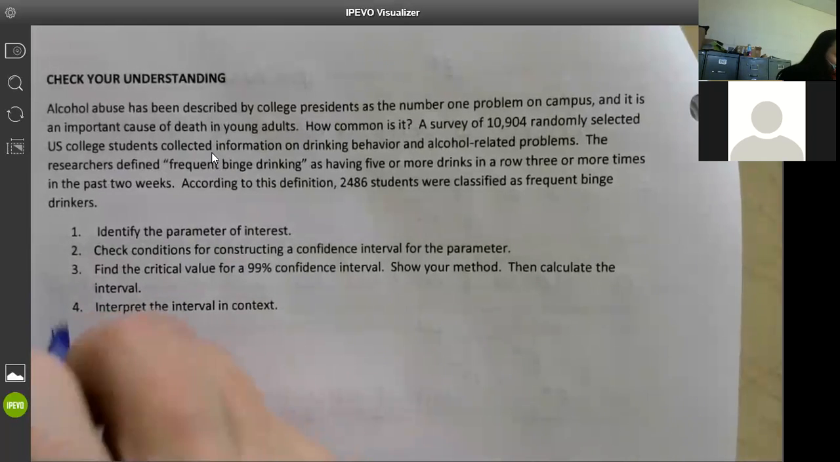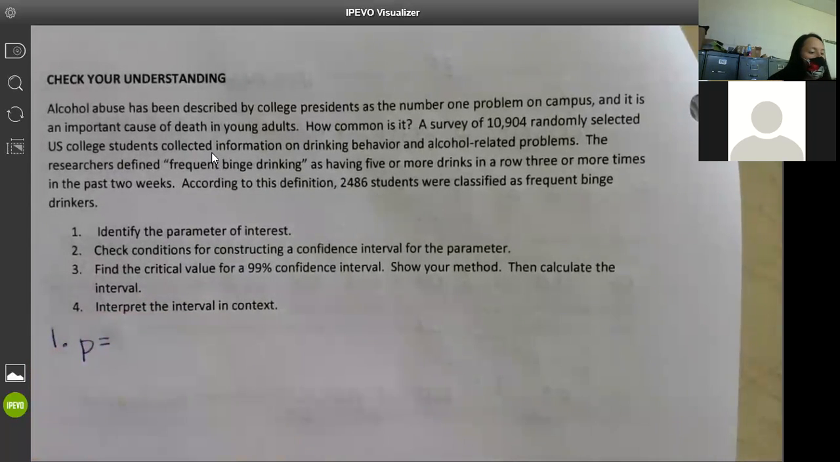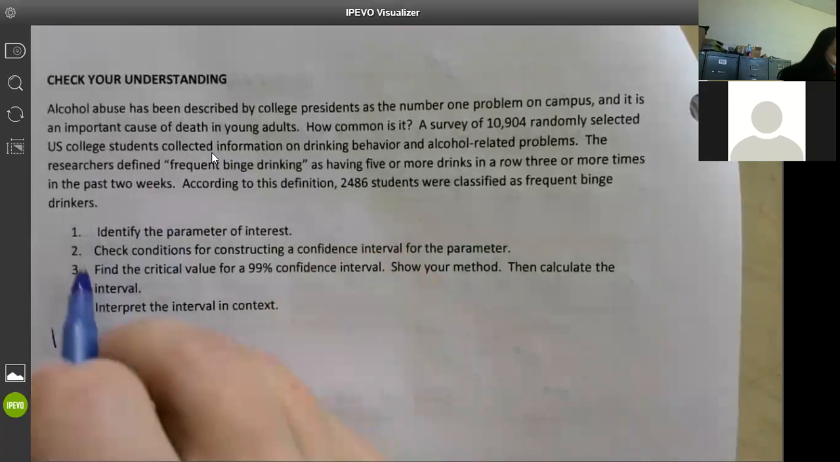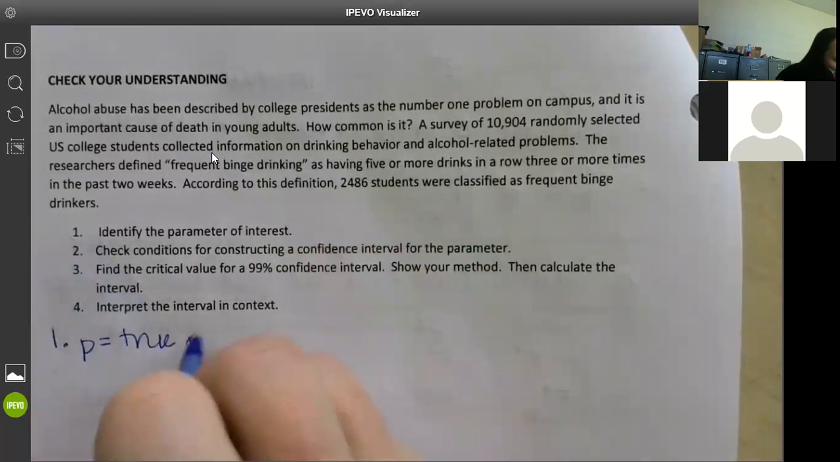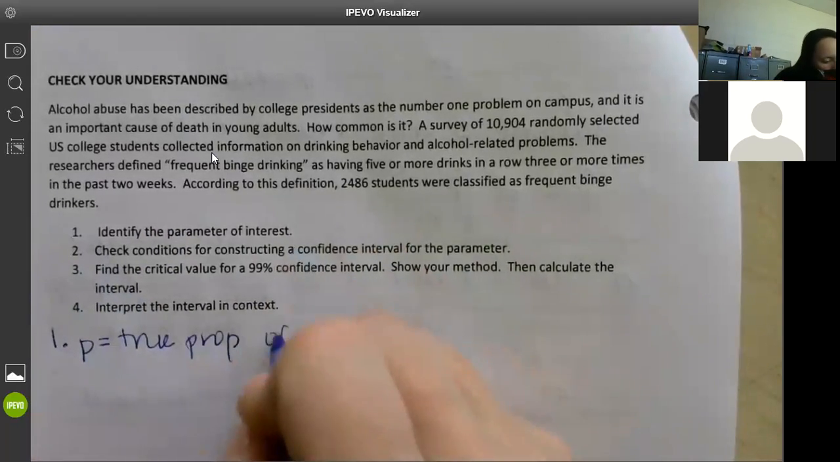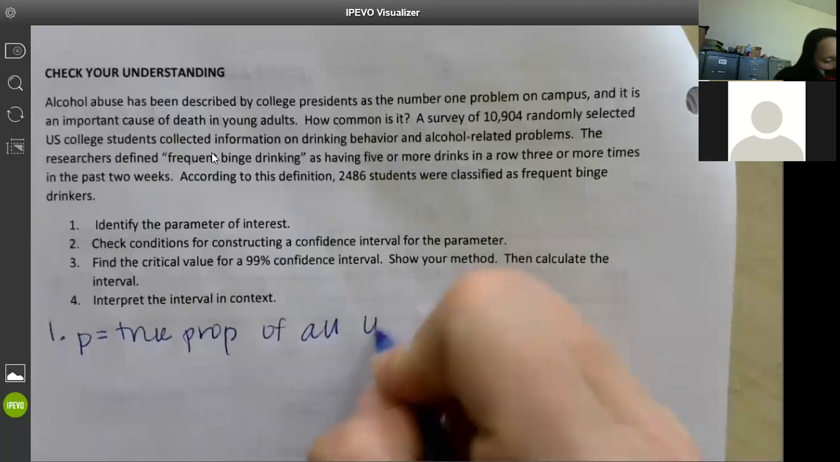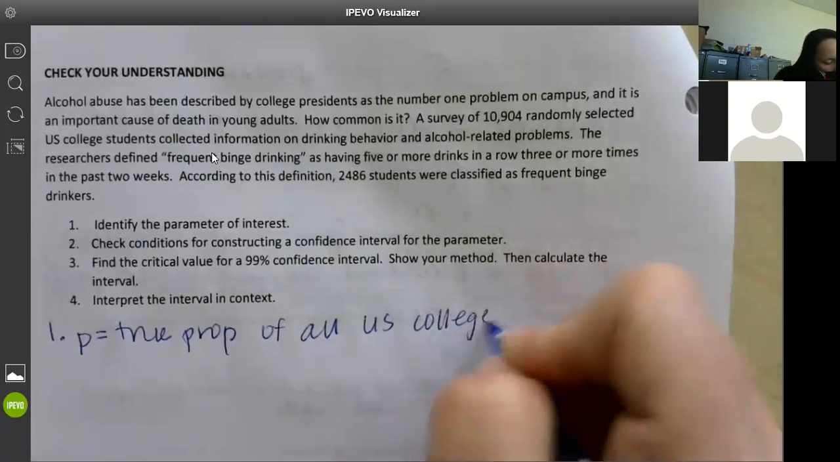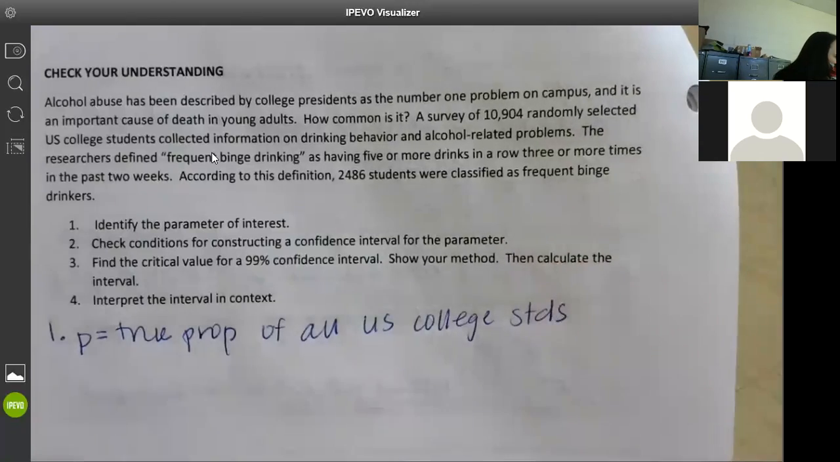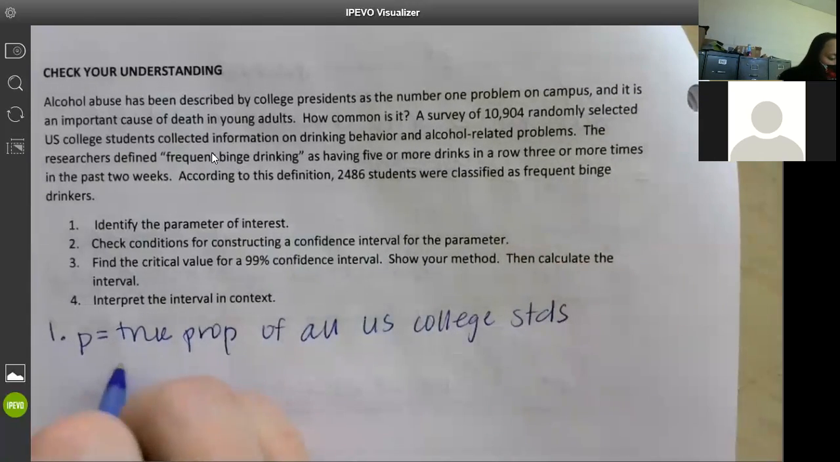It is. How do you know it's a proportion? Perfect. They'll tell you if it's a mean. They had an average of, they had a mean of. We didn't see that. If it's standard deviation, they'll say it's a standard deviation of. Y'all got it? Or it varies, blah, blah, blah. All right. So it's the true proportion. And remember, a parameter talks about the population. So of all U.S. college students, who are classified as binge drinkers.